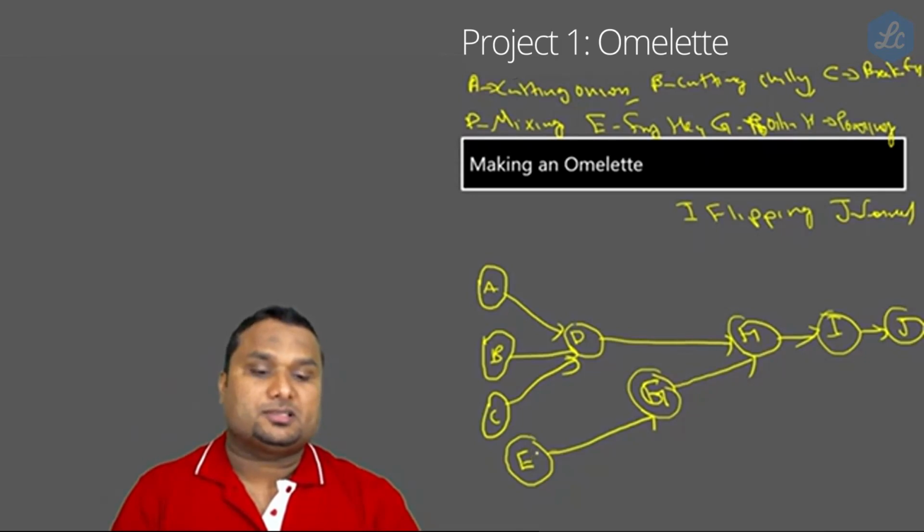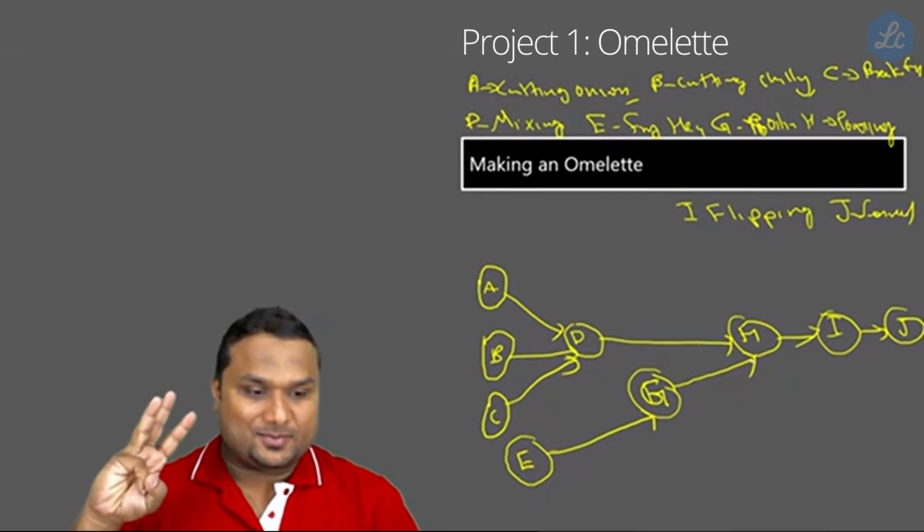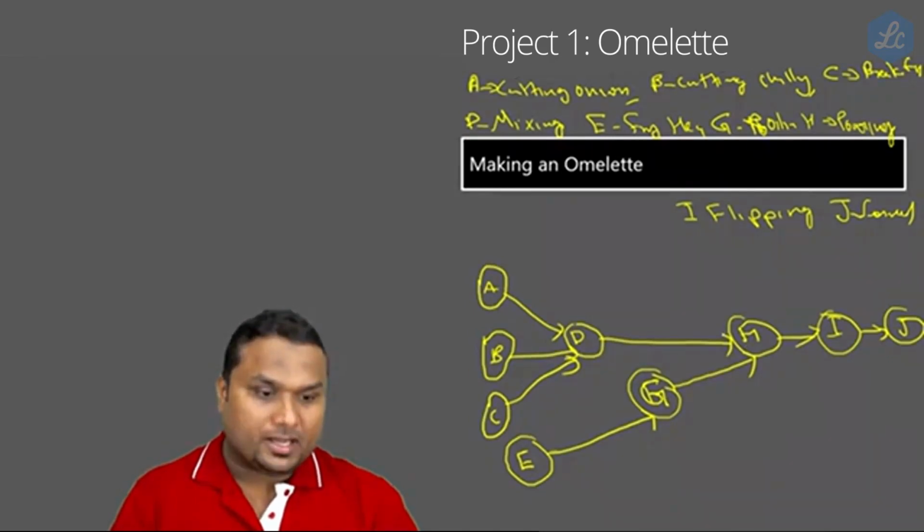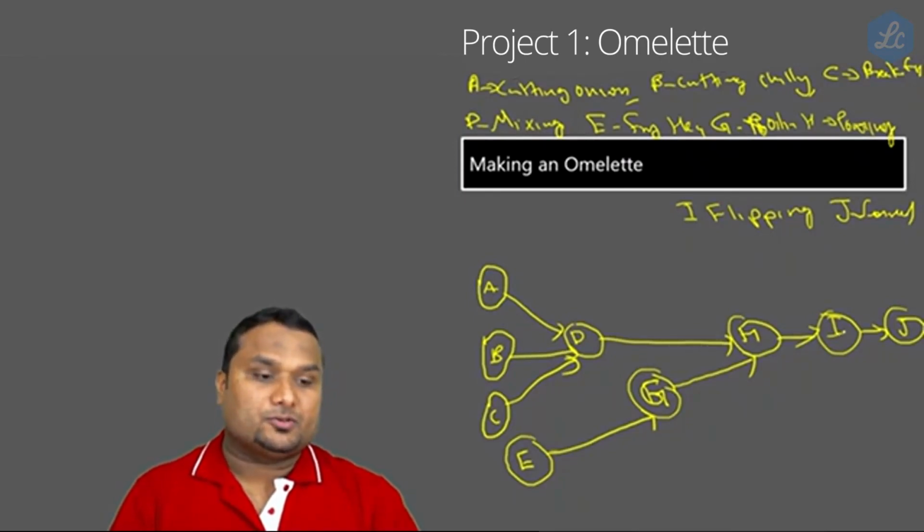G has one predecessor. It is E. But after G, it is going to H. It's called successor. It's called what? Tell me. Successor. From D, it is going to H. It is called the successor. The successor of A is D. Successor of B is D. Successor of C is also D. Okay, here D and G are joining to the H, and after H it is going to I, and it is going to G.